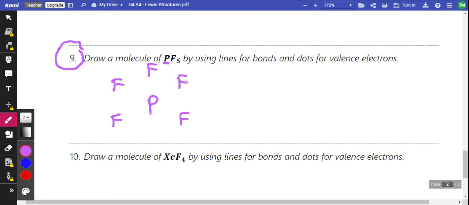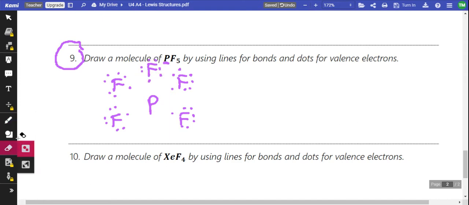Okay, and each of these fluorines should start with 7 valence electrons. 1, 2, 3, 4, 5, 6, 7. Okay, I'm going to erase this so it doesn't get in the way.